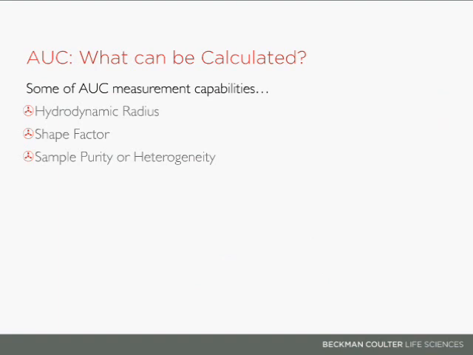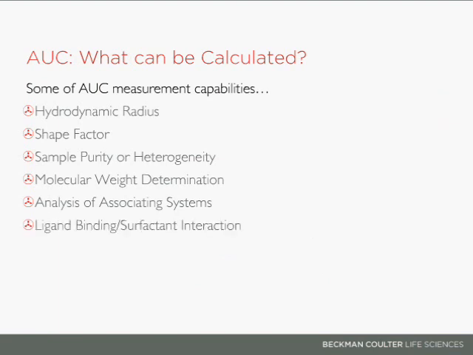As you saw, we can do molecular weight determination. We do analysis of associating systems. This is more related to protein work, where you're looking at protein-protein interactions, protein binding. And then ligand binding or surfactant interaction, which comes into play heavily in nanoparticles. When you're developing nanoparticles, typically you have a core nanoparticle with an optical or electronic property that you want to exploit. But typically it's not soluble in a solution that you need it to be soluble in, or you need to have some sort of targeting ligand in order to direct it to the place you need it to go.